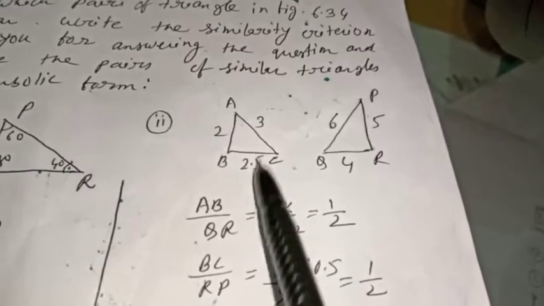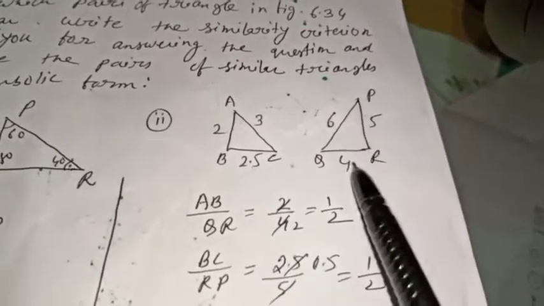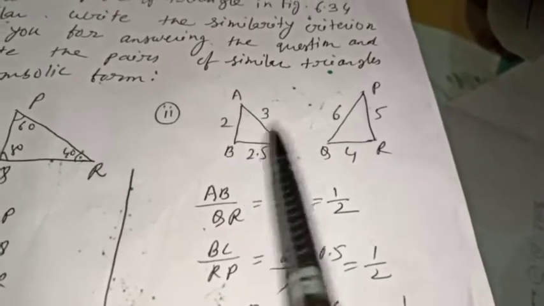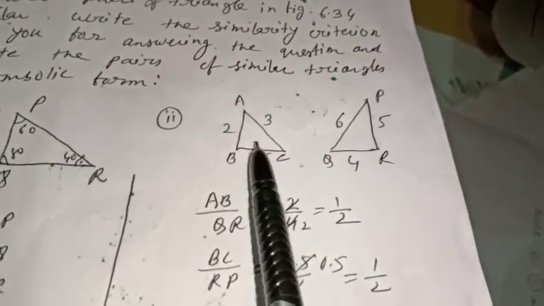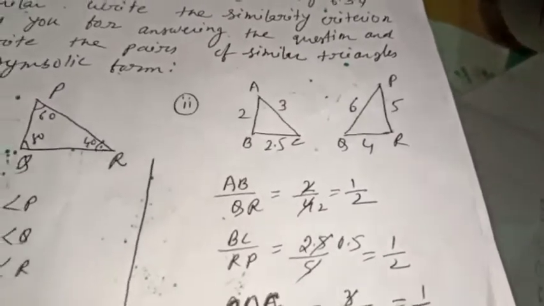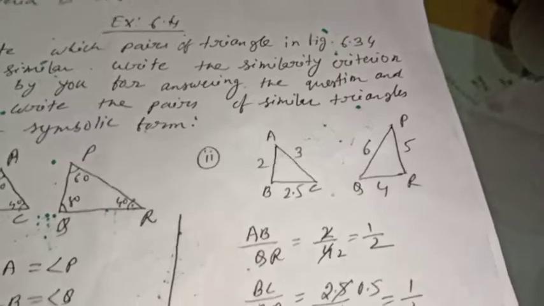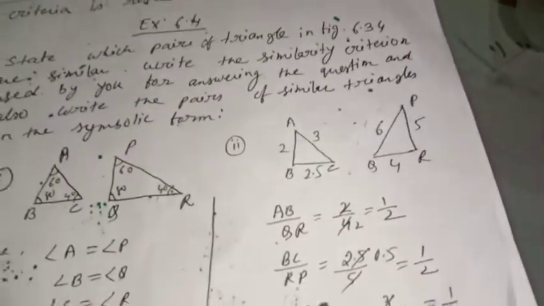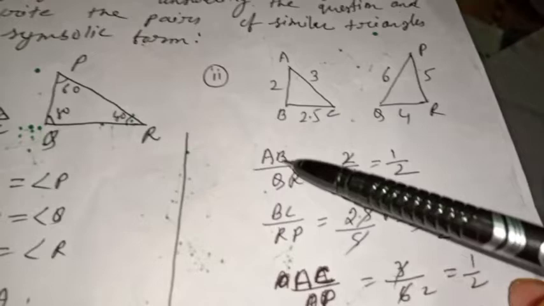Triangle ABC has sides 2, 2.5, 3, and triangle PQR has sides 6, 4, 5. So here you have to check each side, like AB with the other triangle, whether the ratios are equal or unequal. Here I have done it. You can see I am taking AB and QR, so AB by QR.